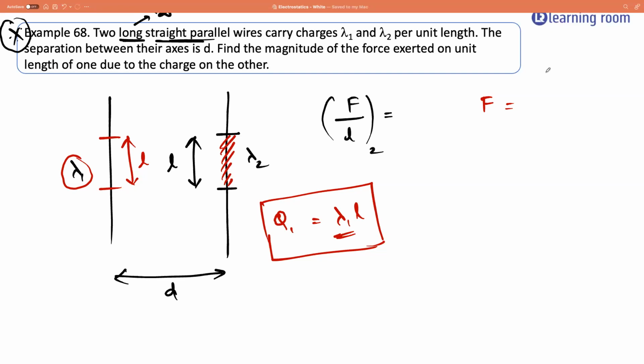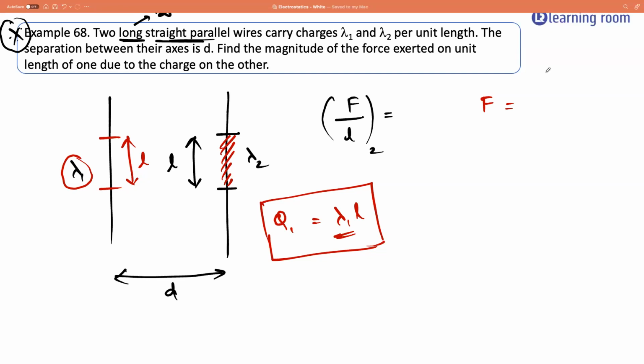Okay, sir. So basically, in the wire L1, each point carries a charge of lambda 2 into L. There are a total of L number of points, so the charge would be lambda 2 into L square. And each point experiences an electric field of lambda upon 2 pi epsilon naught r. So that would be lambda 1 into lambda 2 into L upon 2 pi epsilon naught r.